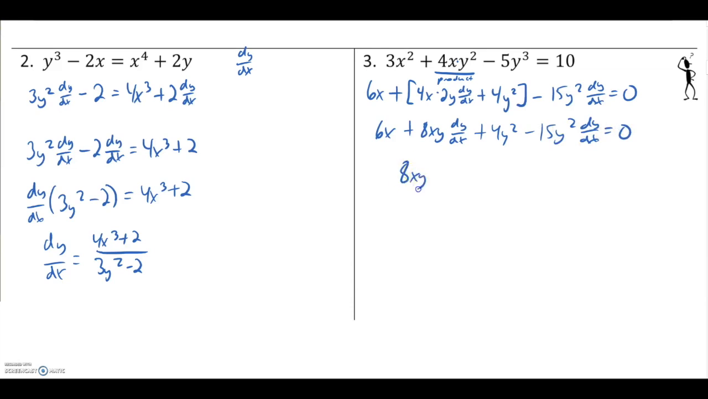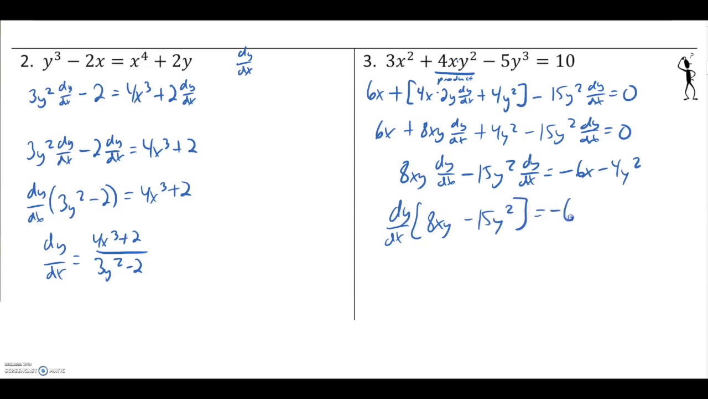I'll keep all my terms with a dy/dx on the left side and move everything else that doesn't have it to the right. And so that would include my 6x, which would be a minus 6x, and a minus 4y squared. I'll factor out the dy/dx from the multiple terms, and this one will end very much like the one on the left. We'll just divide by that big chunk that's left over here, the part after I factor out the dy/dx. We'll divide both sides by that, and get our final derivative.